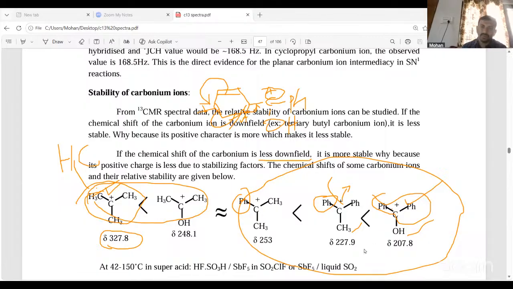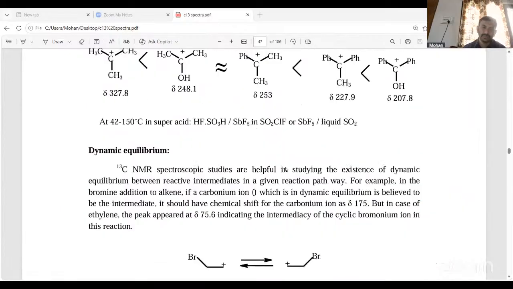For a more stable compound, the delta value is less. For a less stable compound, the delta value is more. So the less stable compounds fall in the downfield, and the more stable compounds fall in the upfield, or less downfield. The reason is that it is getting stabilized by resonance.